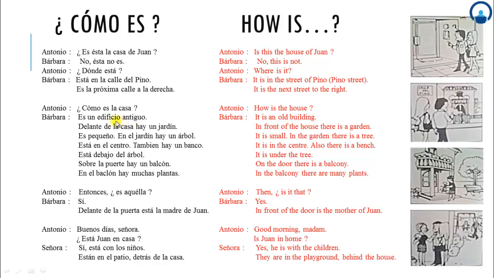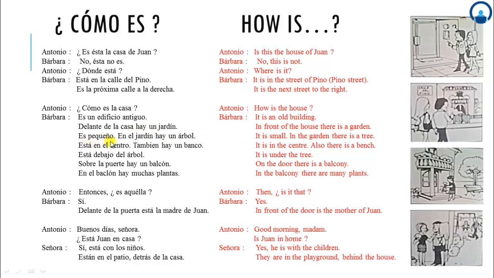Here we have an adjective and a noun. If you remember the rule, the adjective is always after the noun. So here, edificio means the building, and antiguo means old, and hence the adjective old is after the noun. But in English, it is the normal way. It is an old building. Delante de la casa hay un jardín. In front of the house there is a garden.